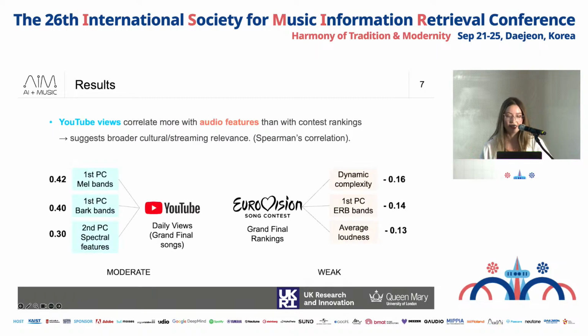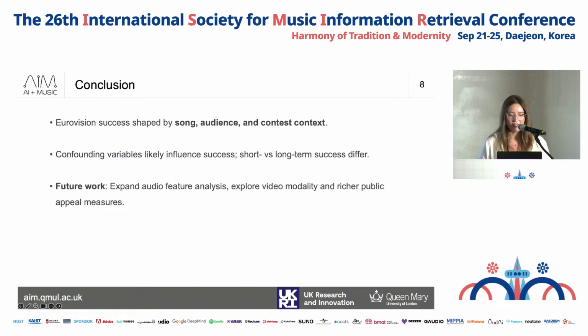What is also really interesting, we found that the audio features that were used in this study, extracted using the Essentia music extractor tool, correlated more strongly with YouTube daily views rather than the Eurovision rankings. This suggests that perhaps some pitch or timbre characteristics may influence public appeal, especially in perceptual scales like Mel and Bark. So in other words, there may be certain song qualities that may drive audience engagement, even if they don't translate into contest success. So the main takeaway is clear.